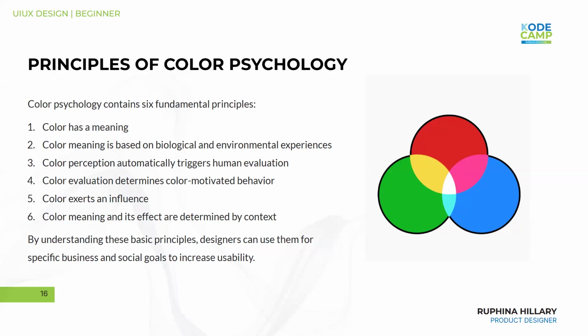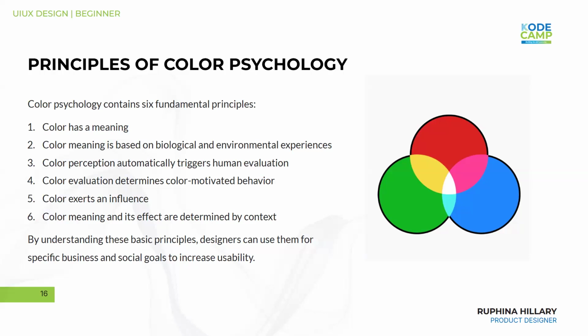right? And color evaluation determines color-motivated behavior. So I've already said this. How we evaluate a color will determine how we behave towards the color. So red, danger. We are evaluating that this is danger, and it's telling us to stop. So our motivated behavior now would be to stop. And also color exerts an influence, like I've said already.